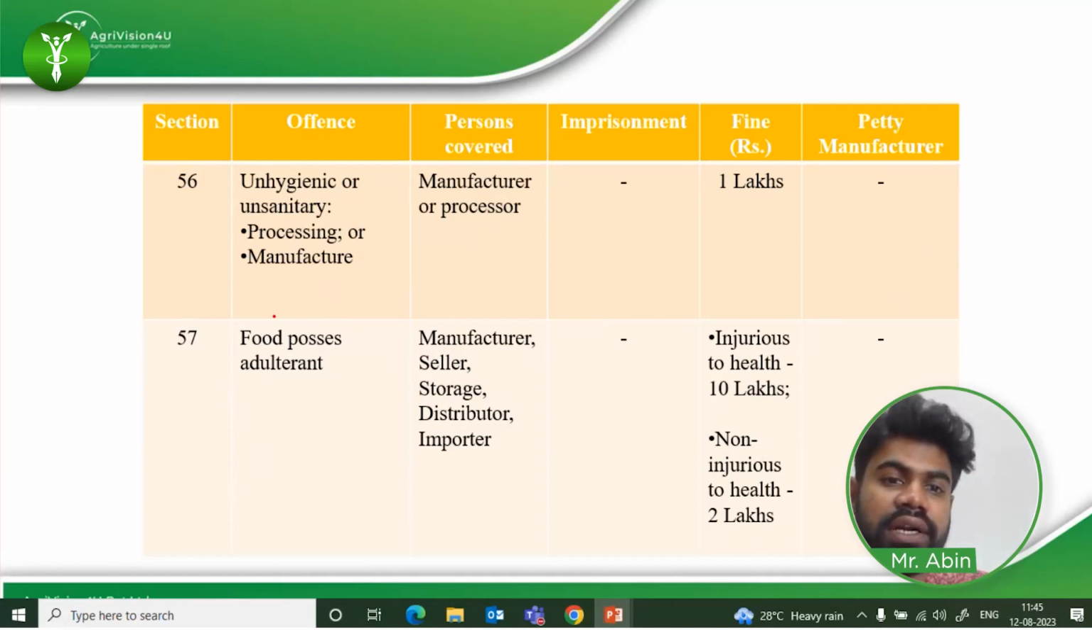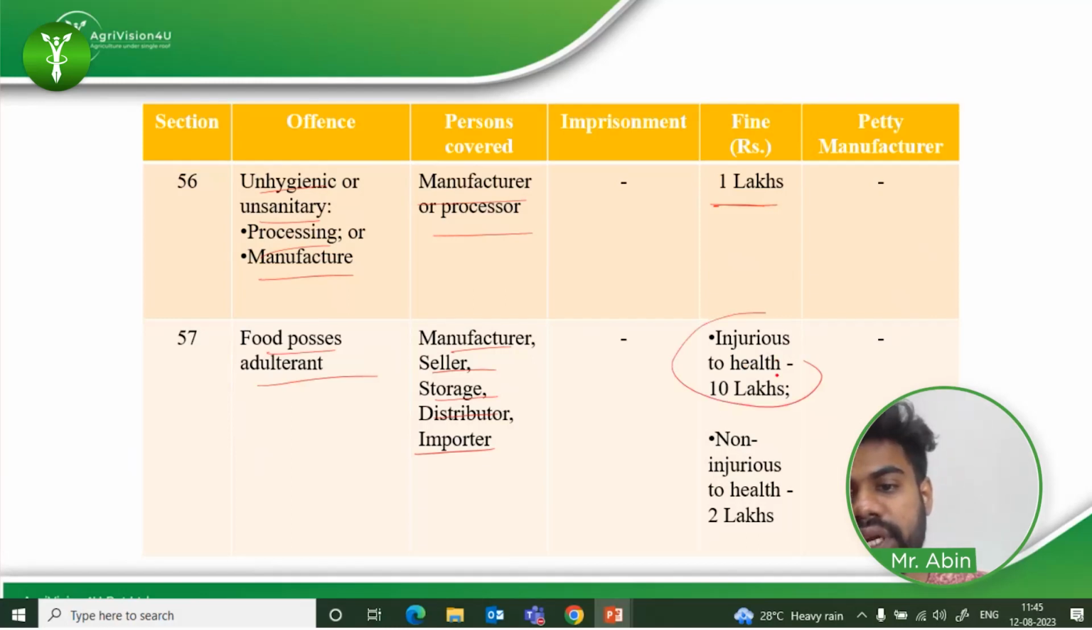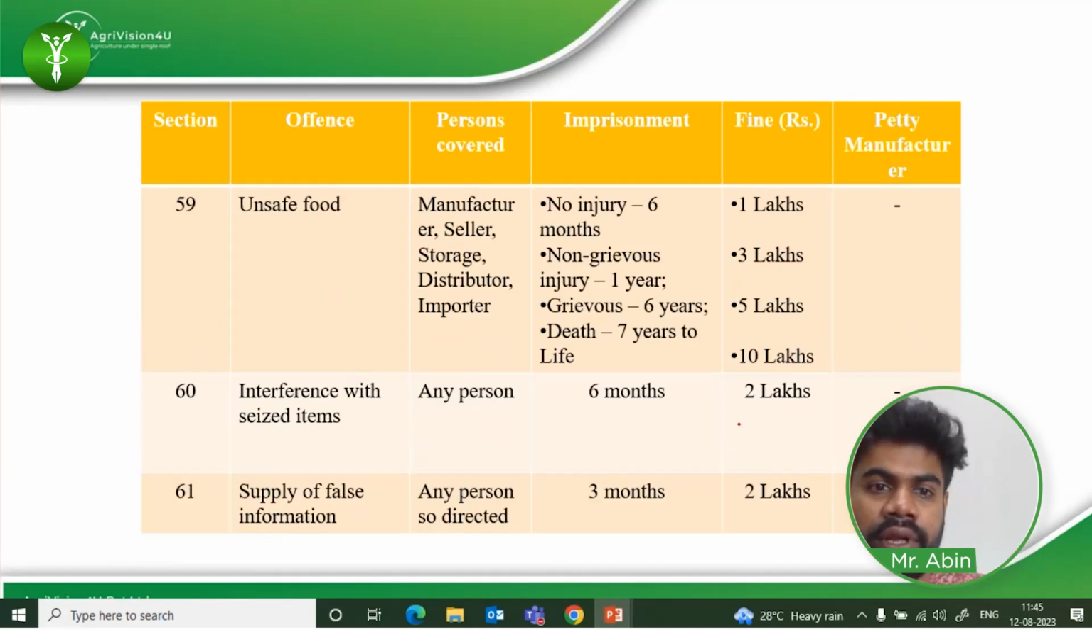Section 56, unhygienic or unsanitary processing or manufacturing. The manufacturer or processor will be responsible, 1 lakh rupee fine. Food with adulterant: manufacturer, seller, storage, distributor, importer. If it is injurious to health, 10 lakh rupee fine. Non-injurious to health, 2 lakh rupees fine.